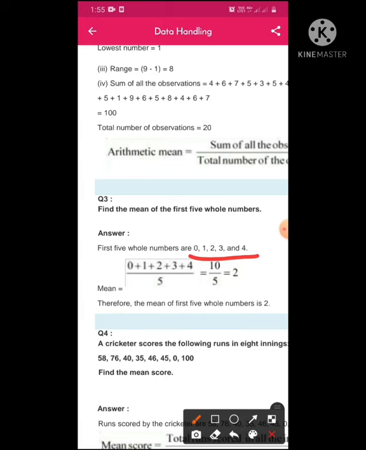And divide by how many observations there are: 1, 2, 3, 4, 5. So down we are going to write 5. Then 1 plus 4 is 5, and 2 plus 3 is 5. 5 plus 5 is 10. So 10 divided by 5. This will be 5 ones and 5 twos, so our answer will be 2. Therefore the mean of the first 5 whole numbers is 2.